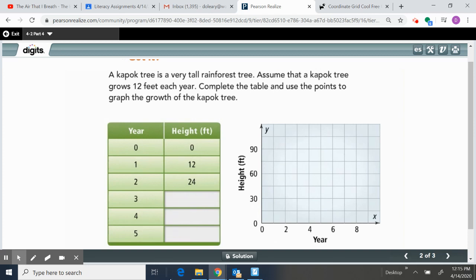And then I would want to think where the points would be. So 0, 0, again, is right there. 1, 12. So over 1, up 12. So again, if this is 15, it would put 12 right about there. Then 2, 24. Over 2, up 24. So again, if this is 15 and this is 30, we'll put my 24 about there. So see if you can figure out where those points would go for the kapok tree.